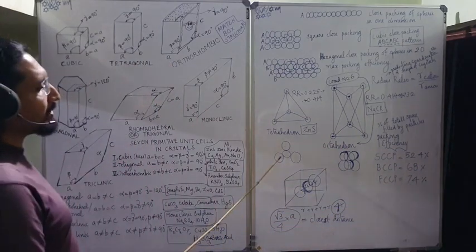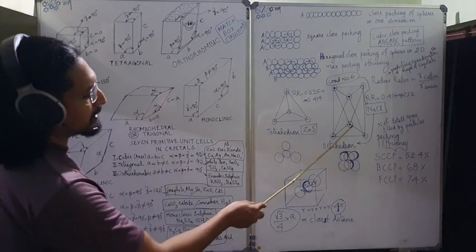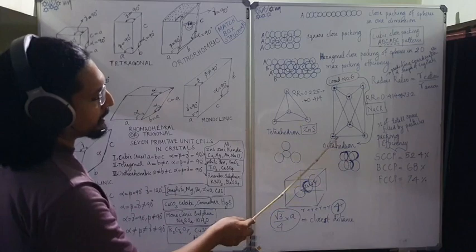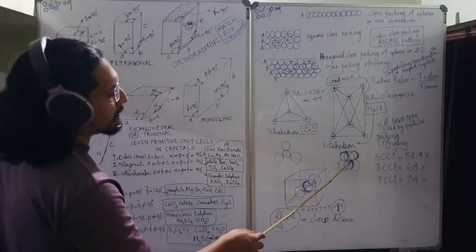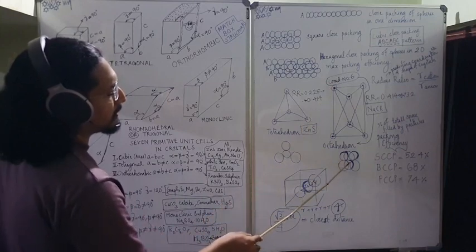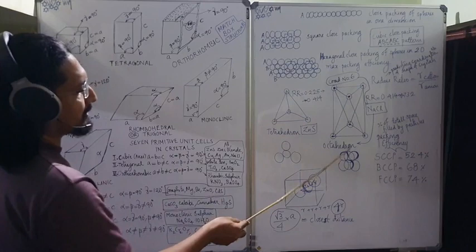For this tetrahedron, you can have a top view like this. For the octahedron, we can have a top view like this. This is the bottom part, these three are the light lines, and these shaded balls are the top. This is for this, and this is for this.